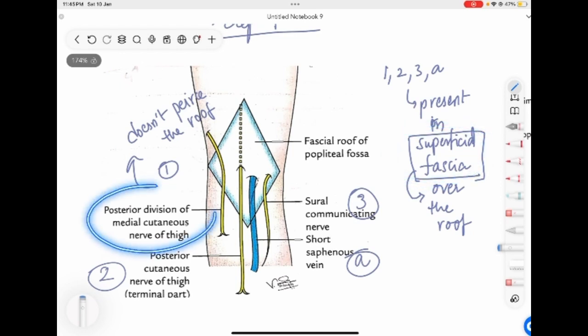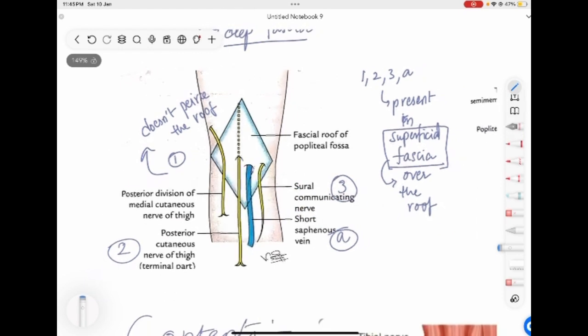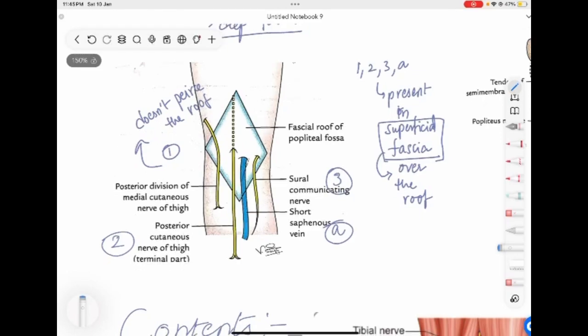And there is one content which does not pierce the roof, which is the posterior division of the medial cutaneous nerve of the thigh. The other three structures pierce through the roof and also the superficial fascia. The other three are the terminal part of the posterior cutaneous nerve of the thigh, the short saphenous vein, and the sural communicating nerve. So these are the four contents that pierce through the superficial fascia.